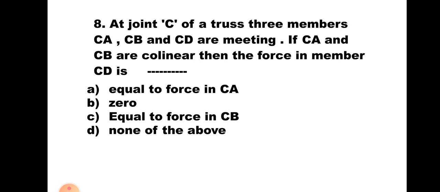Now here it is necessary to draw a simple figure. Three members are meeting: CA, CB and CD. Out of that, CA and CB are collinear and CD is another member. What is the force in CD? If two members are collinear and a third member is also there, then whatever the force in that third member, there is no other member to balance that force, hence the force in that member is always 0. So if two are collinear, the force in the third member is 0, hence the correct answer is B, 0.